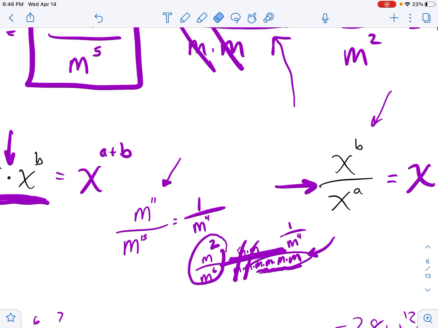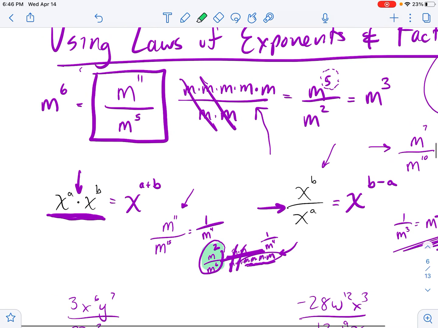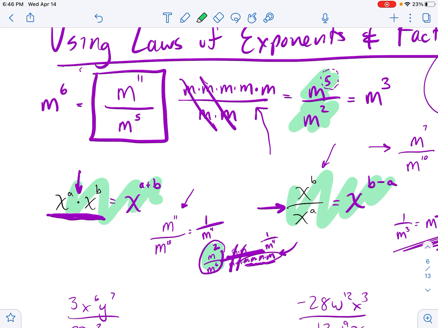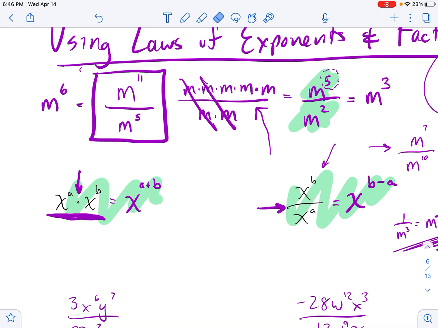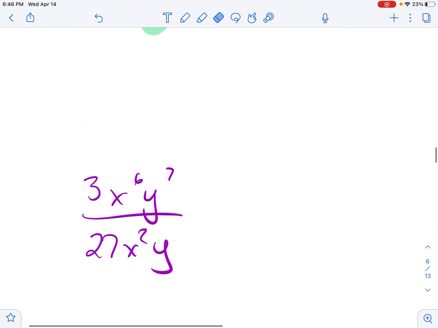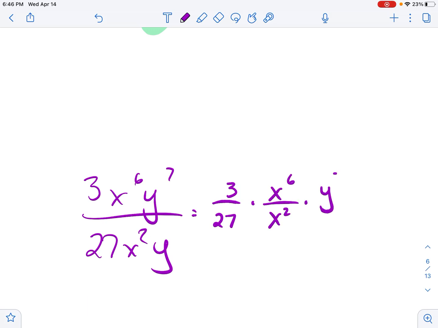So you can sort of use a familiar situation, use some smaller numbers to sort of teach yourself, rather than memorizing some rules, because you guys can spend time memorizing. I'd rather you truly understand, though. So, now let's apply that. 3x to the 6th, y to the 7th, over 27x squared, y. I would recommend breaking this up into some manageable fractions that you're more comfortable looking at, and just zoom in one at a time. So first, let's look at 3 over 27. That's going to simplify to 1/9.